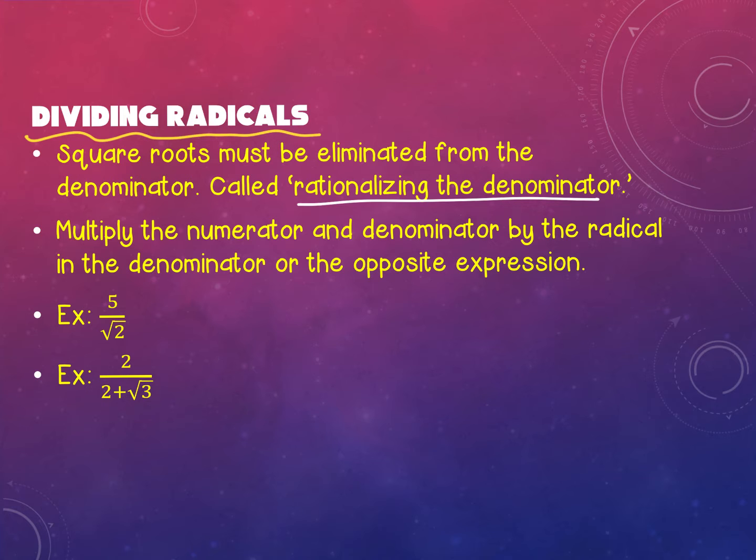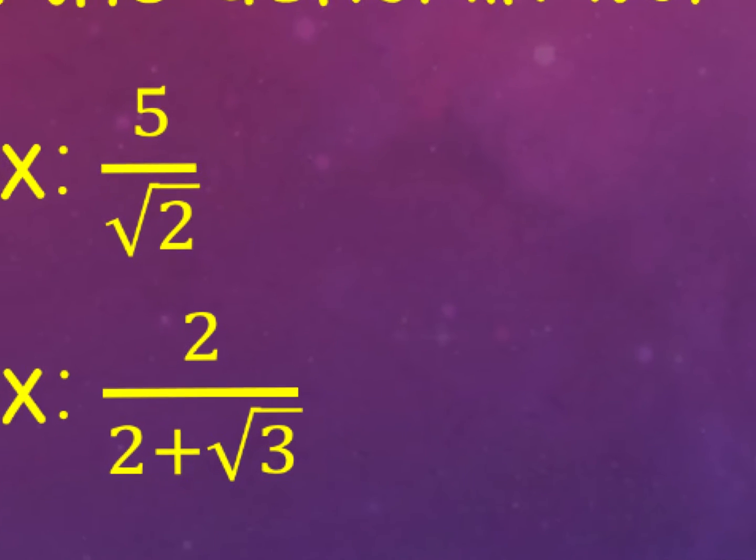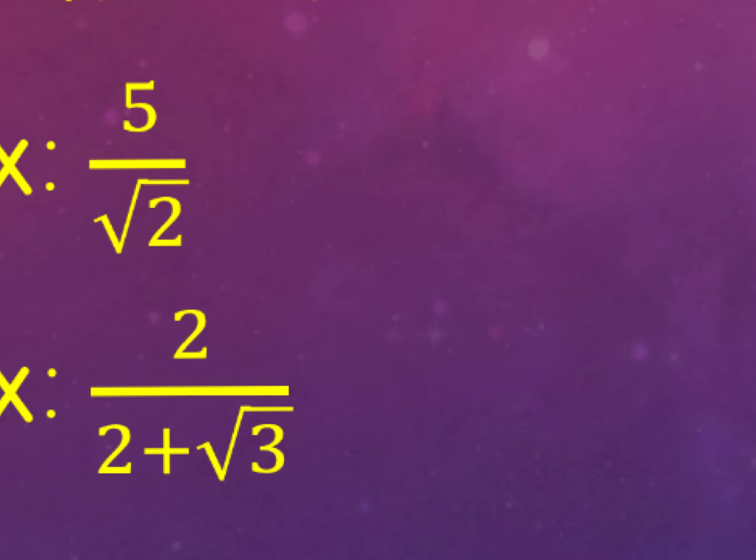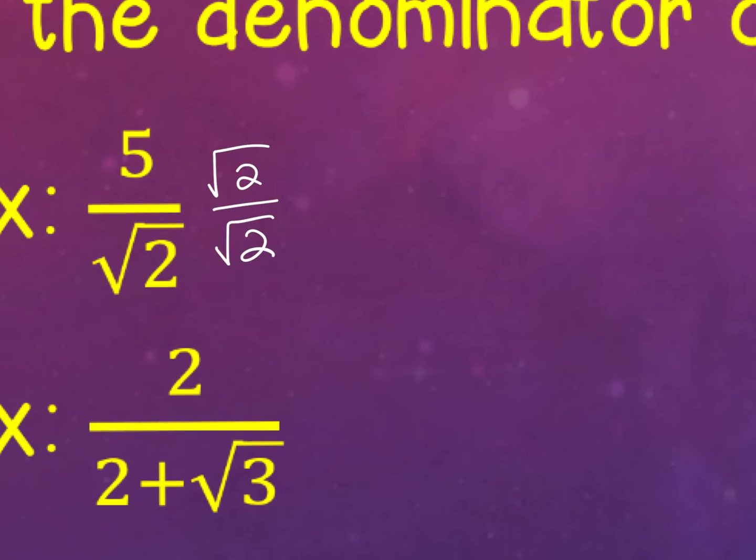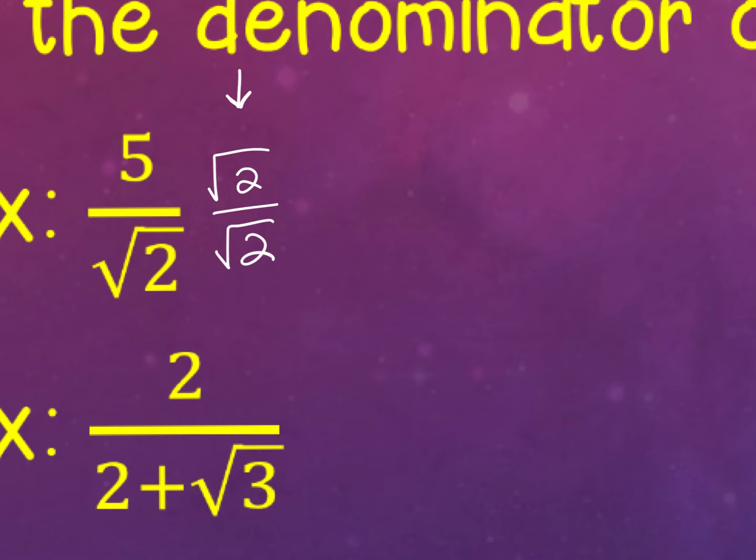So for the first one, we would multiply both the numerator and the denominator by square root 2. Now the reason we can do this is square root 2 over square root 2 simplifies to 1, and you can multiply anything by 1. So we're not changing the value of the fraction, we're just rewriting by rationalizing.